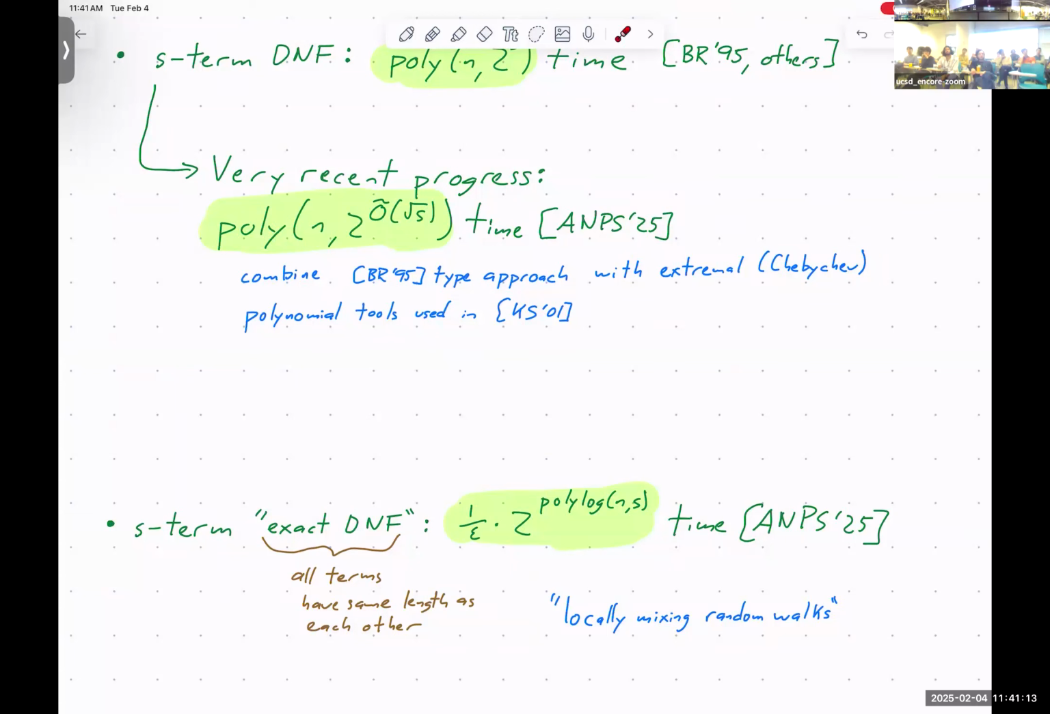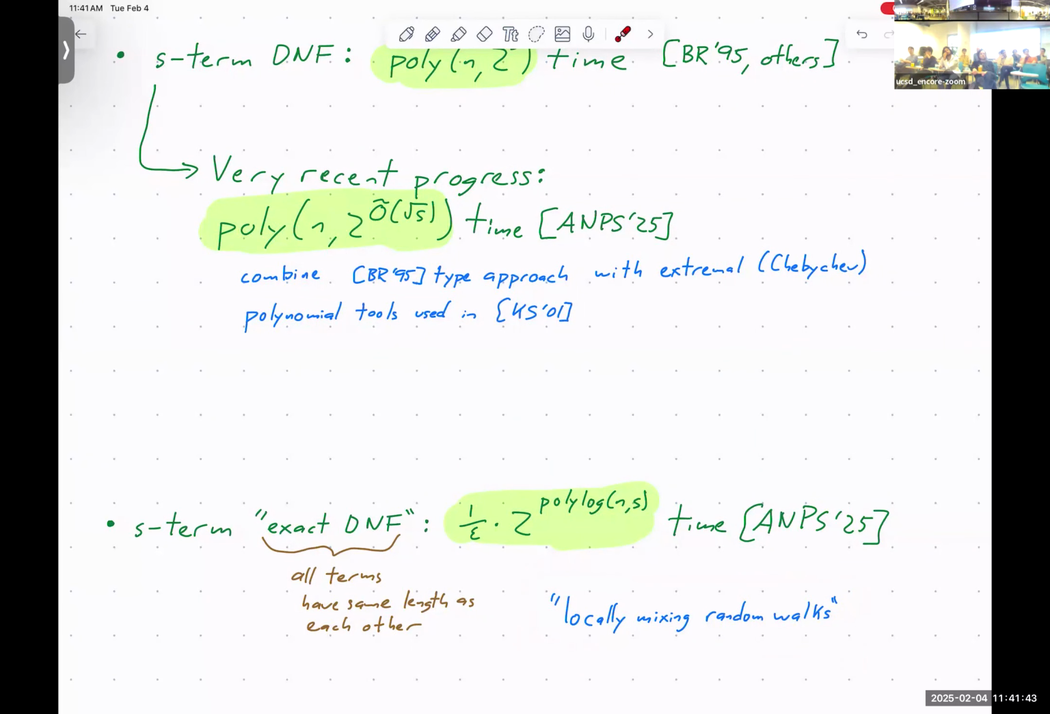If I have a general DNF, it might have one term of length, I don't know, log n to the 10th, and one term of length square root n. And in a distribution independent setting, maybe the term of length square root n is just as important. It's satisfied just as often as the much shorter term, right? I don't know how to handle DNFs like that, but if you promise me that all the terms have the exact same length, then it turns out it's possible to get quasi-polynomial time via this newish approach based on random walks.